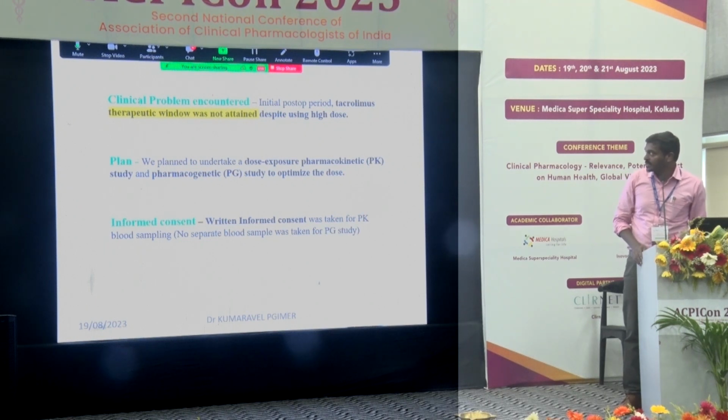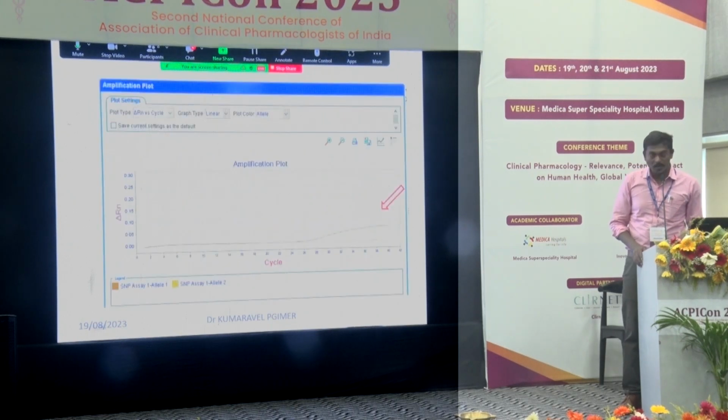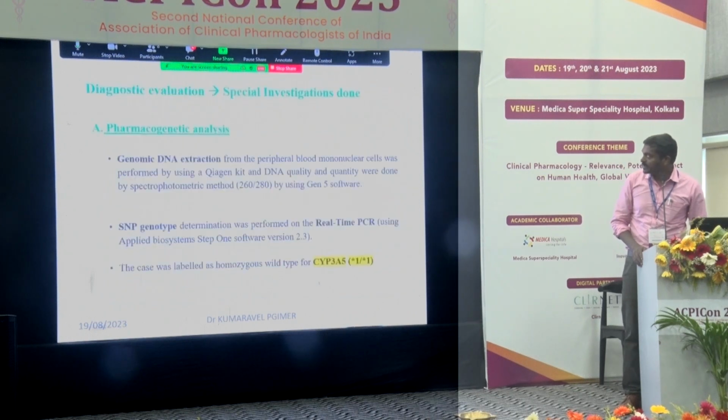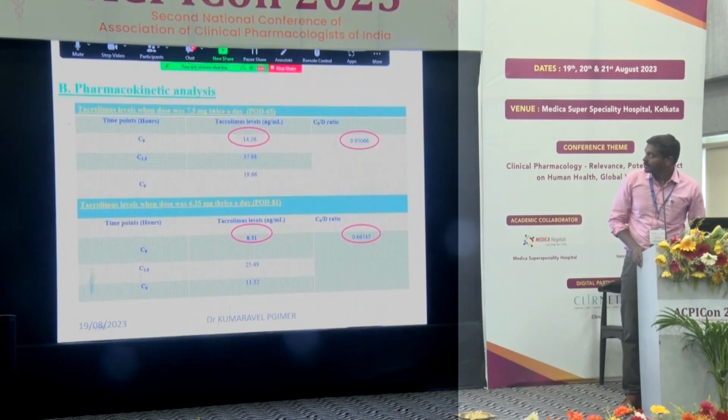The pharmacokinetic analysis is dose exposure response. For this we took written informed consent from the patient. We did special investigations like genotyping. For genotyping, initially we did genomic extraction, that is DNA extraction using a kit, and then the genotype came as CYP3A5 star 1 mutation, that is a homozygous pattern. Here you can see the SNP, CYP3A5 star 1.